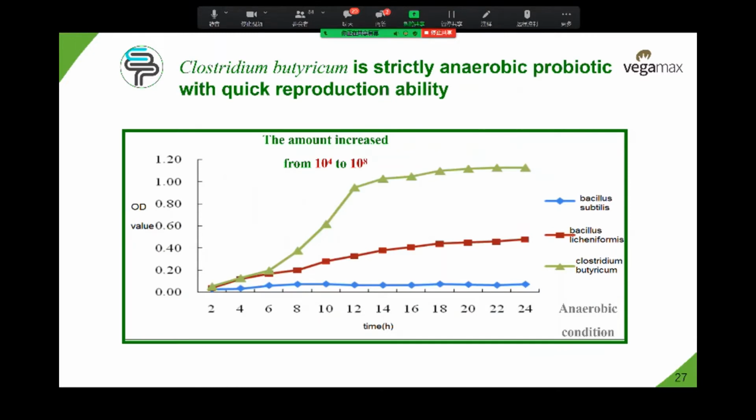And Clostridium butyricum is a strictly anaerobic probiotic. Compared with Bacillus subtilis and Bacillus licheniformis, it has very quick reproduction ability under anaerobic conditions. The culture test shows that Clostridium butyricum is an anaerobic bacterium. It is a unique anaerobic bacterium in the entire market.